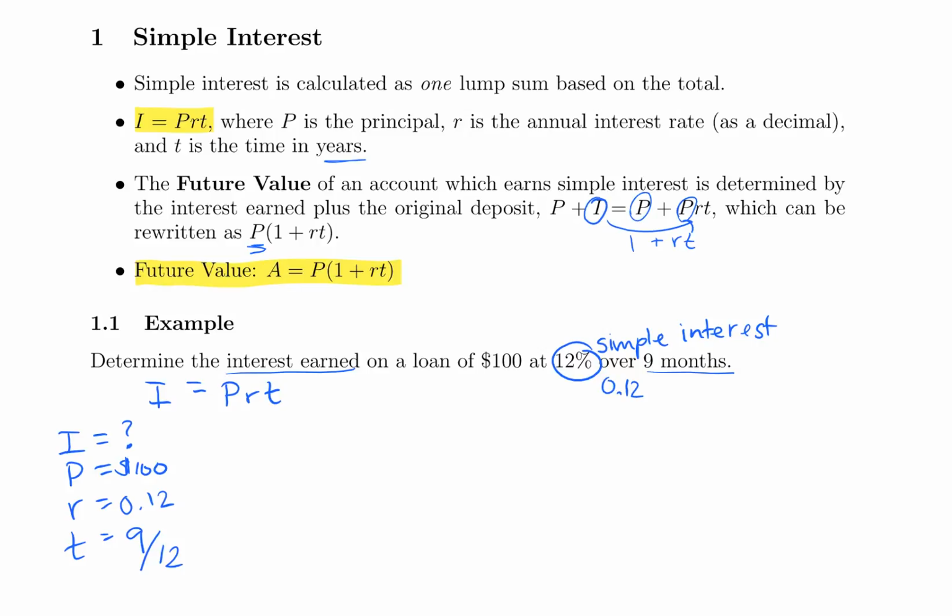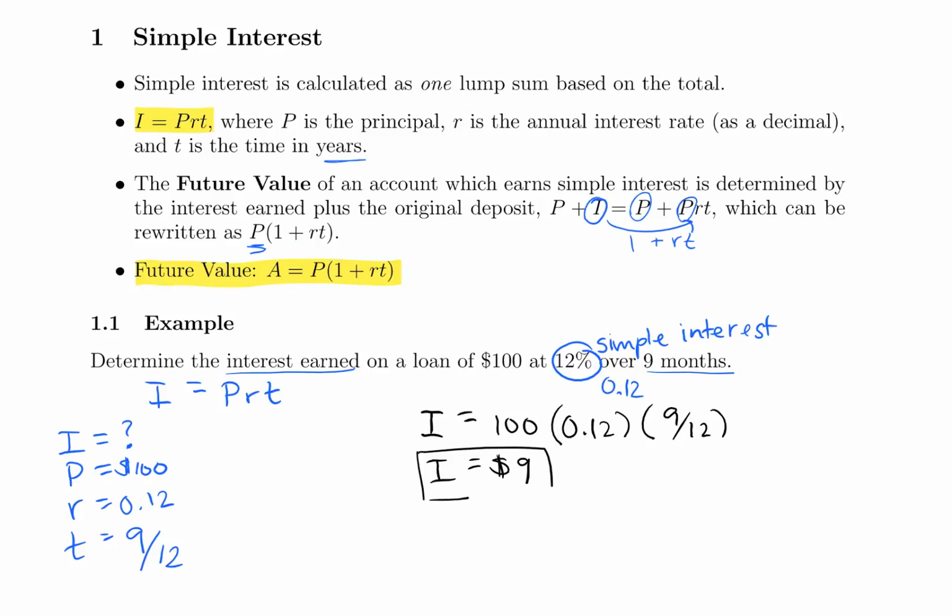So now we can go ahead and set up our equation. So interest, which is unknown, is going to equal our principal, so $100, times the interest rate, 0.12, times time, which is 9/12. And then you want to go ahead and use your calculator to multiply this through. And so we end up with interest being $9.